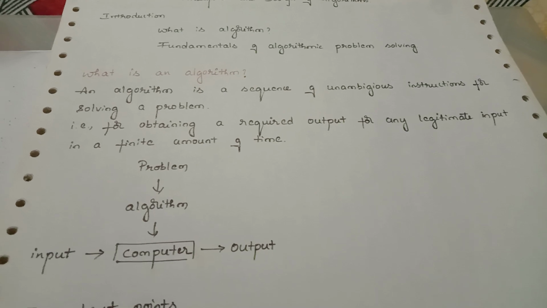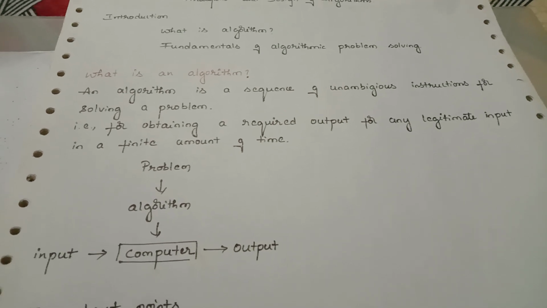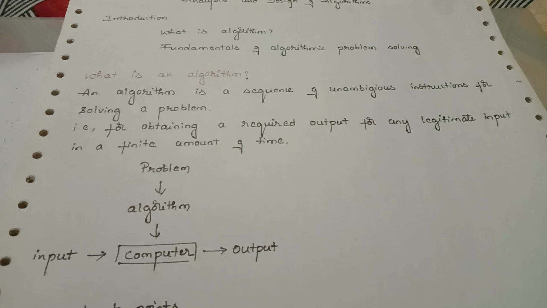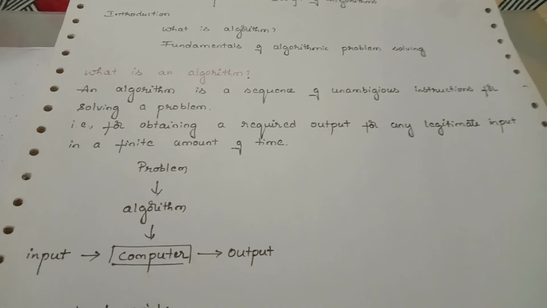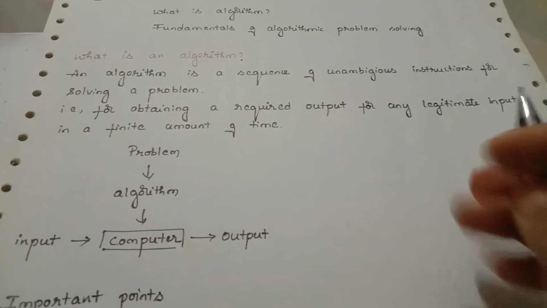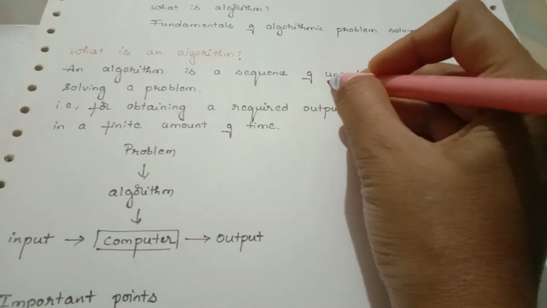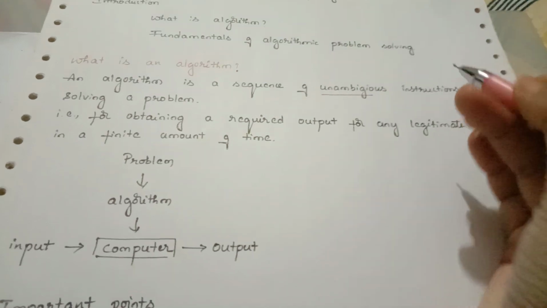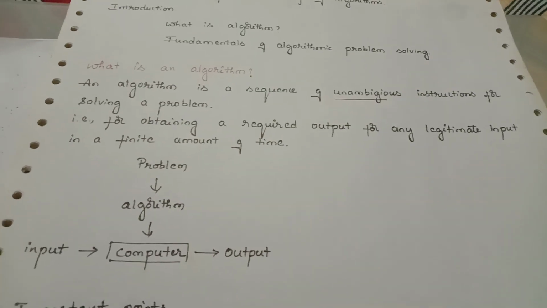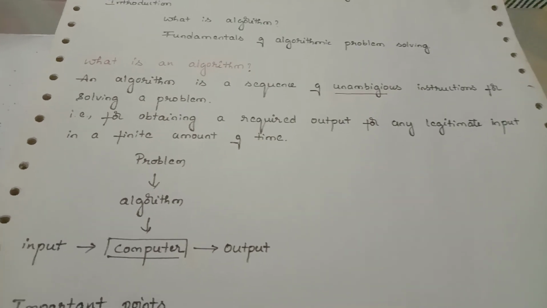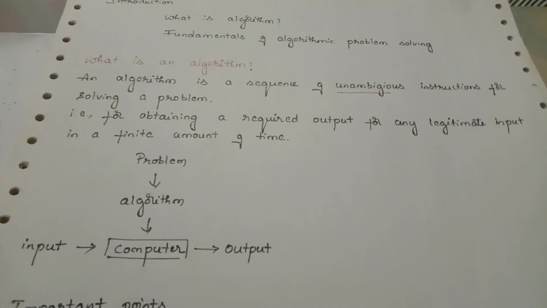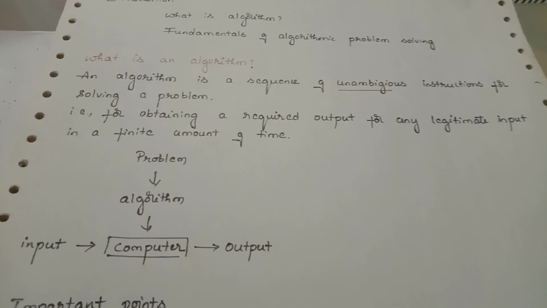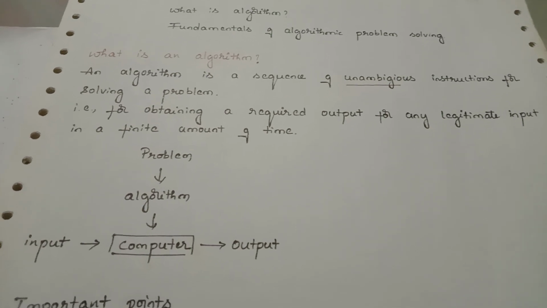We are going to execute the instructions to solve the problem, and the instructions should be unambiguous. Whenever we write an algorithm, the very important thing is that it is unambiguous. Unambiguous means without any doubts; the instruction should be clear-cut, that is, what the instruction is doing in order to solve the problem. That is the meaning of the word unambiguous.